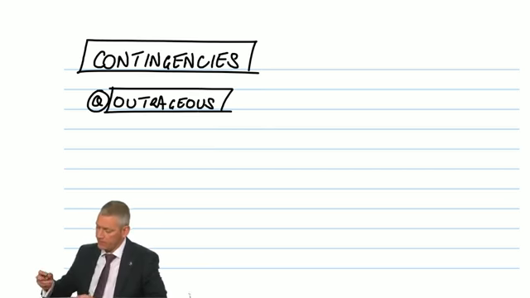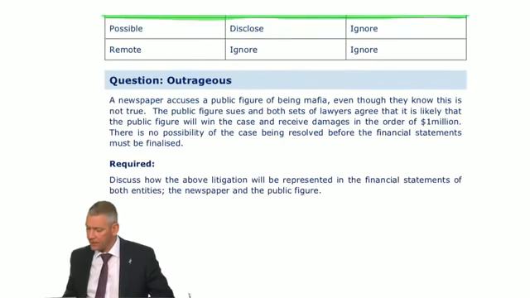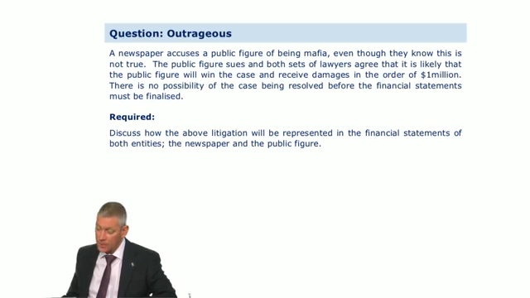Well done, Mr. Jones. So, let's go and have a look at this question. Outrageous. A newspaper accuses a public figure of being mafia, even though they know this is not true. The public figure sues, and both sets of lawyers agree that it is likely that the public figure will win the case, and receive damages in the order of 1 million. There is no possibility of the case being resolved before the financial statements must be finalised.